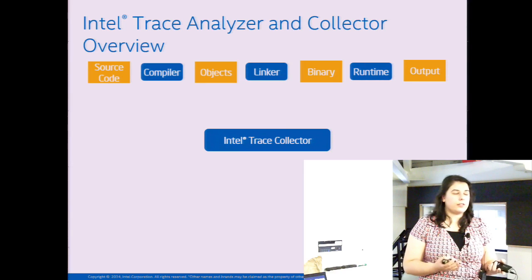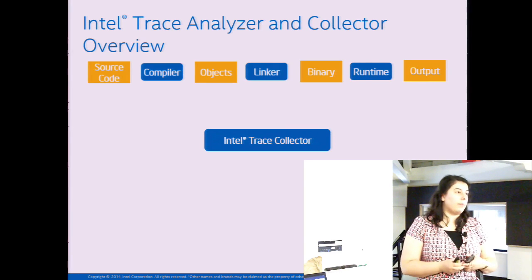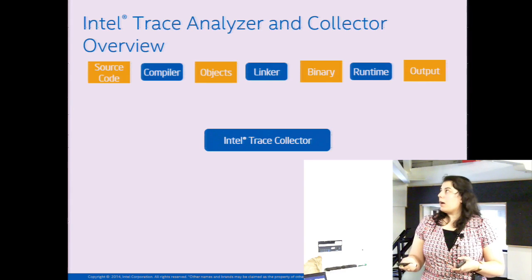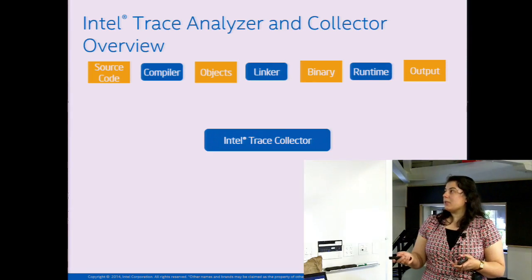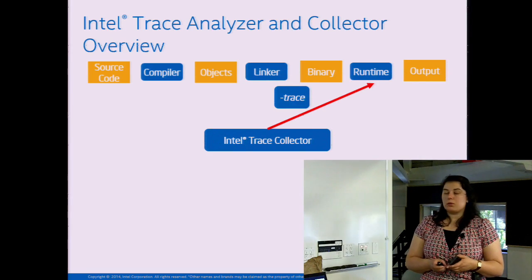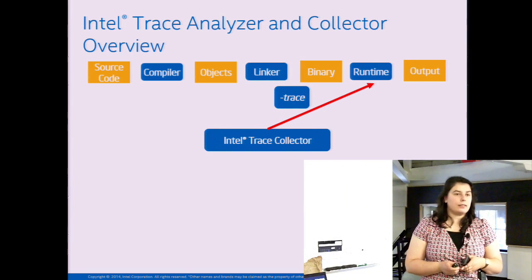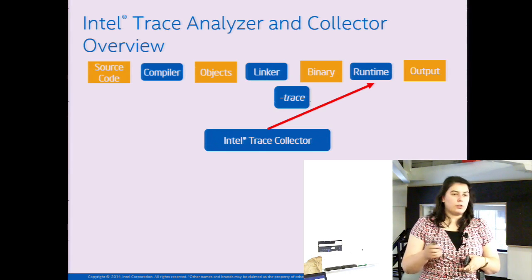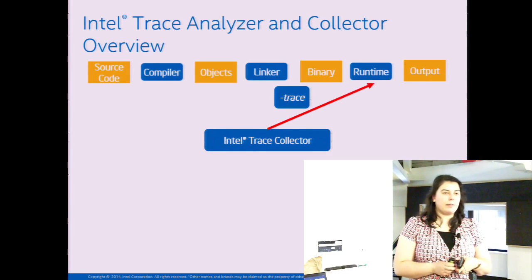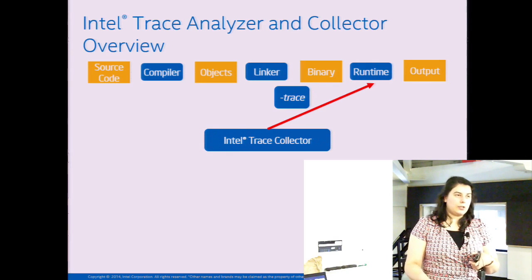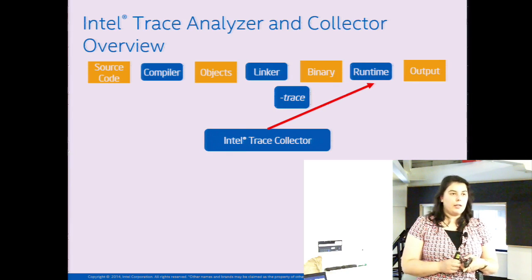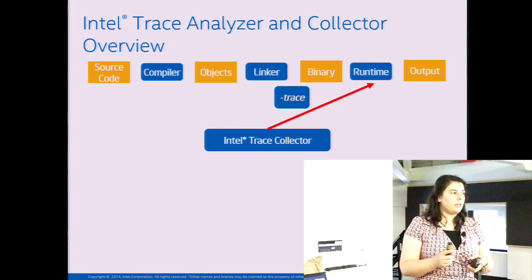So the collector is just a library. You link or load that library as you would MPI, for example. The easiest way to do it is to just enable the runtime switch for Intel MPI. If you just call -trace on your MPI run command line, it'll start. The trace collector library will be dynamically loaded. What it'll actually do is start intercepting all of your MPI calls and then start recording data for each call you're making.